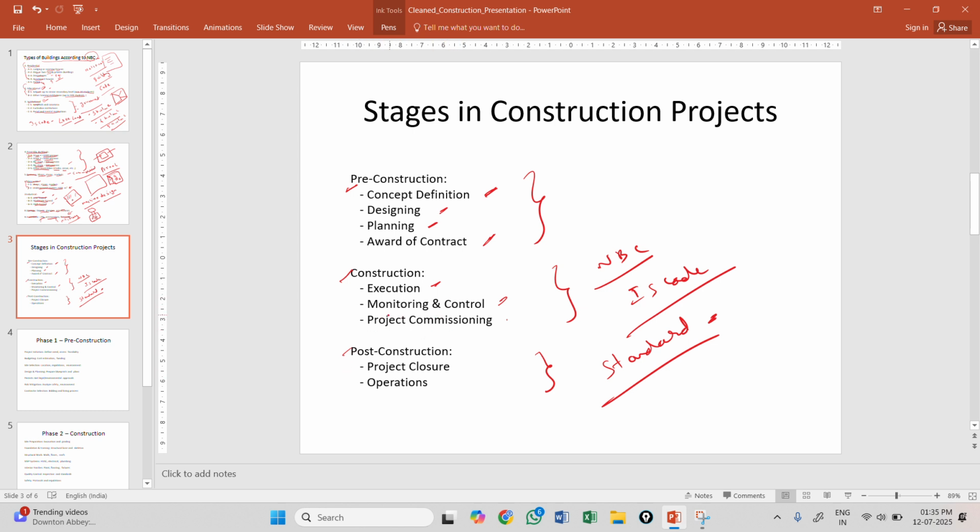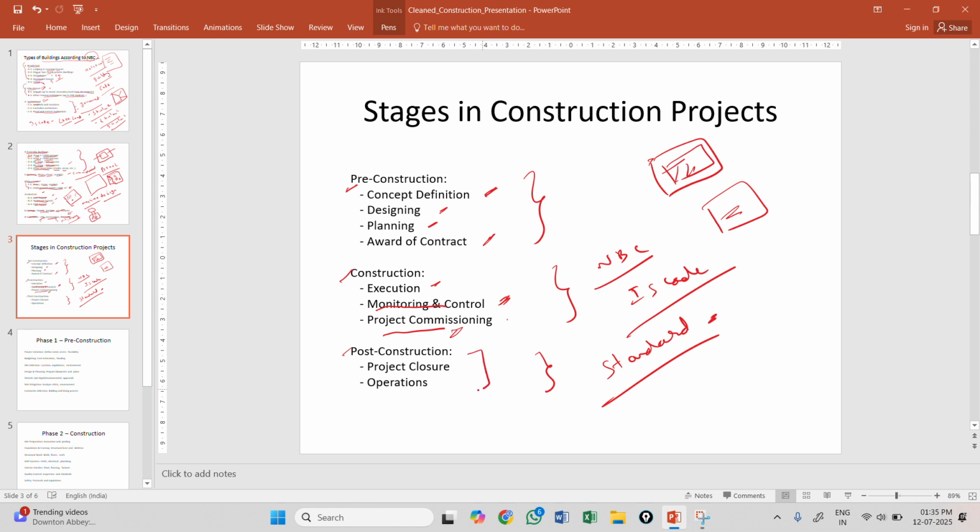Monitoring and control: we need to monitor and control how the cement will be placed, what are the things that we looked at, what are the things that we should work on, how it should be. All those things are very important when it comes to monitoring and control. Then project commissioning. Project commissioning is how we are going to assign the work to people, how we are going to proceed with the work, how we are going to work on it, all those things. So all those things matter when it comes to project commissioning.